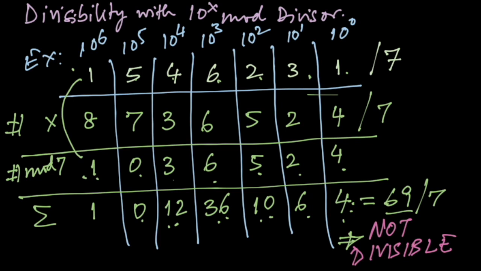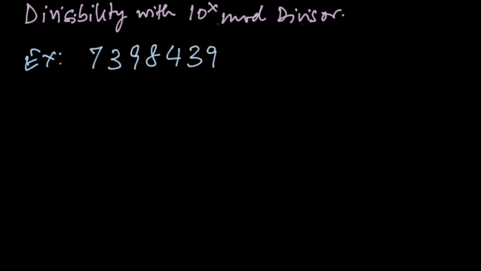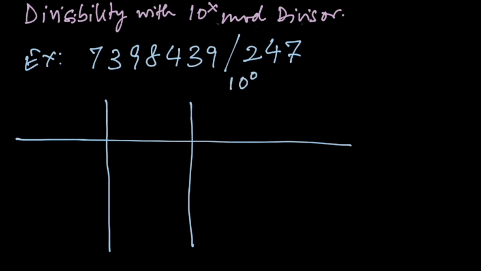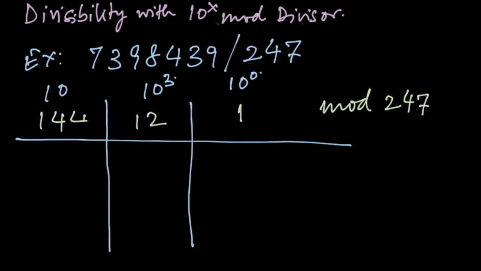Let's do one more example. Suppose we have to find out if 7398439 is divisible by 247 or not. 247 has 3 digits, so we will have 10 to the power 0, then 10 to the power 3, and then 10 to the power 6. Now 10 to the power 0 is 1, so factor is 1 here.